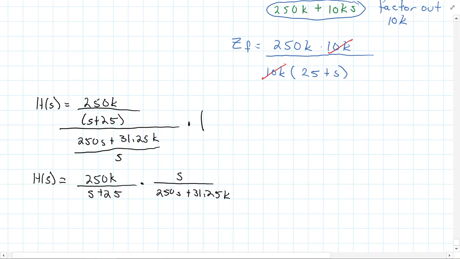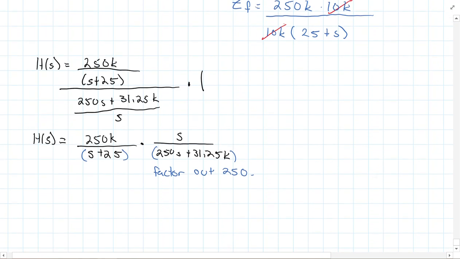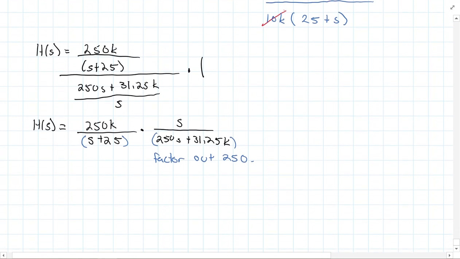Now we are going to do a couple things here. Remember our rule of thumb is we want to have just an S in front of these terms. So I'm going to factor out a 250. So my H at s would be 250K times S over S plus 25. There will be a 250 out here in front.